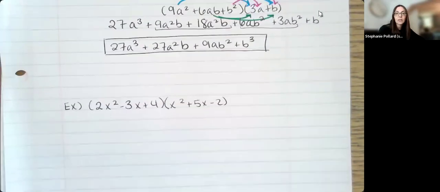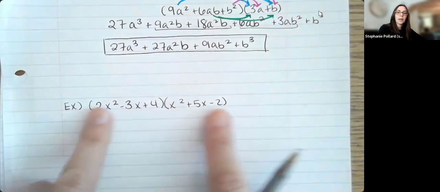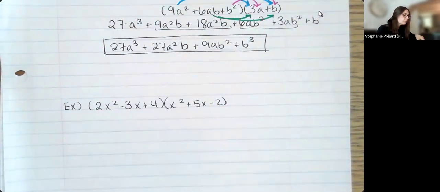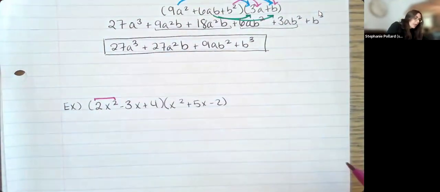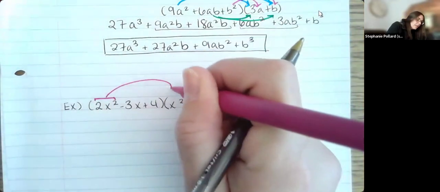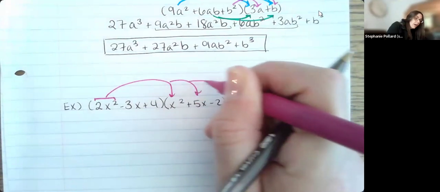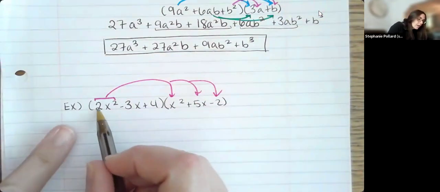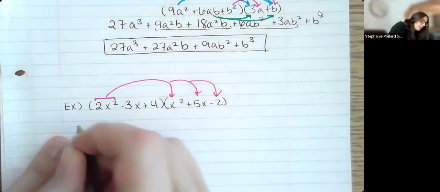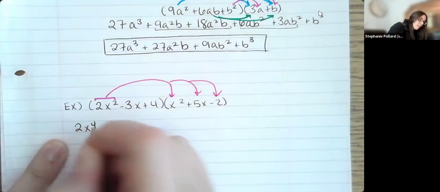Another example I have here is going to be multiplying trinomials. So in this case, we're going to do the same process. I only have 2 things I'm multiplying, so I'm just going to take my time here. I'm going to start by distributing through the 2x squared first. So I'm going to multiply that to every single piece of the second group. So 2x squared times x squared would be 2x to the fourth.